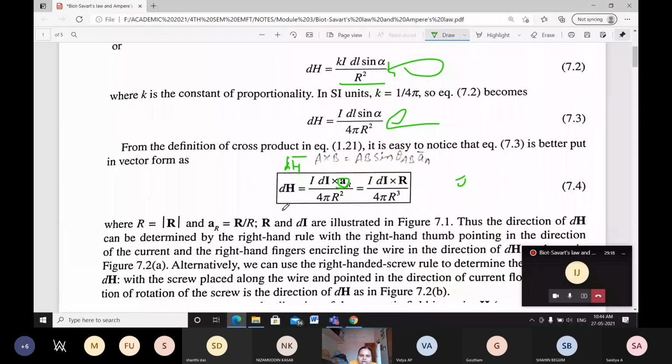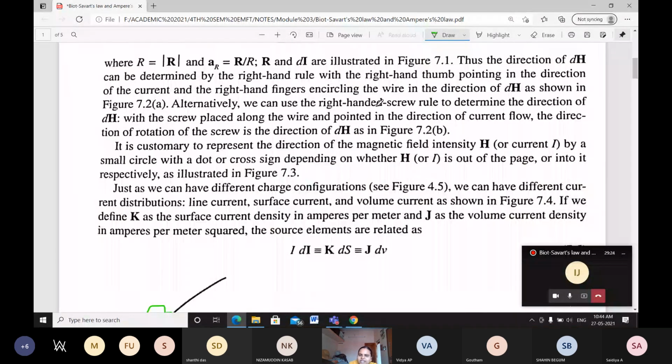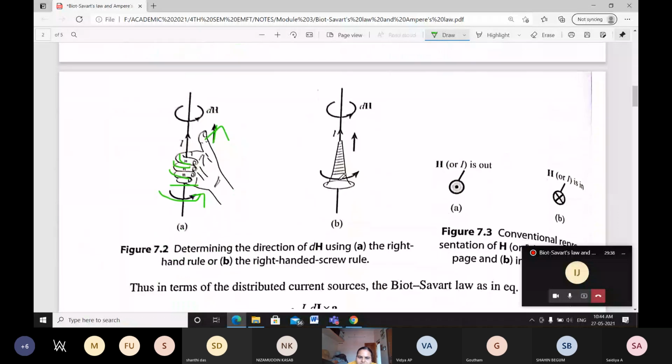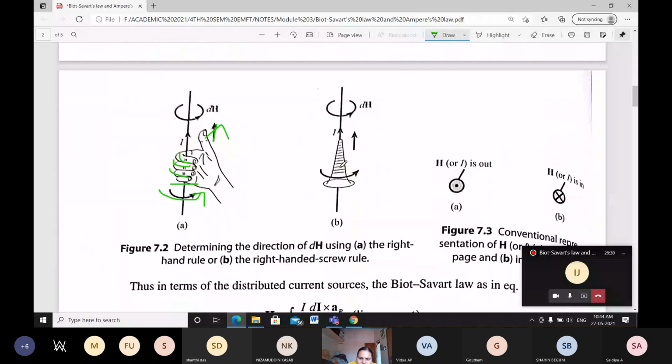Then again, we can use the right hand screw rule also to determine the direction of dH, with the screw placed along the wire and pointed in the direction of the current flow, and the direction of rotation of the screw is the direction of dH. This shows the direction of the current given, and screwing in this direction, as when tightening an element with a screw, is the direction of dH.